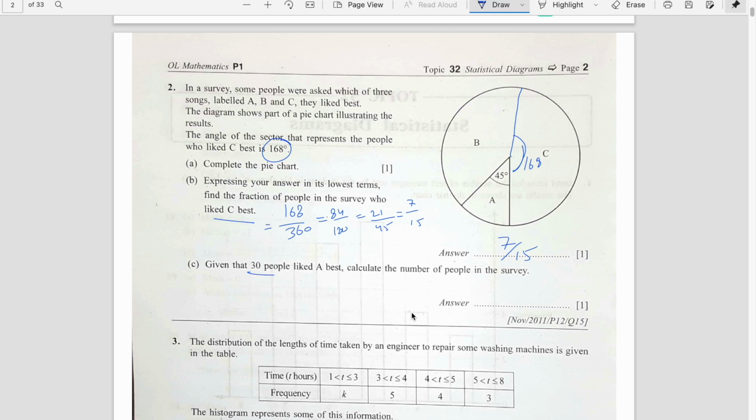Given that 30 people like A best, calculate the number of people in the survey. Now, he's given that 30 people would represent this and we need to find the total. So may I say 45 degrees represents 30? So 360 will represent the total. We cross multiply: 45 into T is equal to 30 into 360. T is equal to 30 times 360 by 45. 45 goes into 360 8 times, and 8 3s are 24. So 240 people were in the survey.